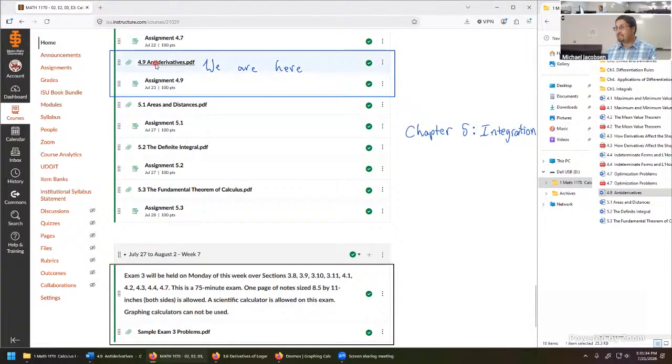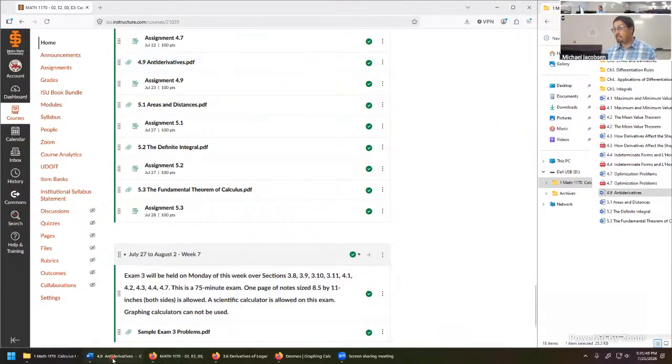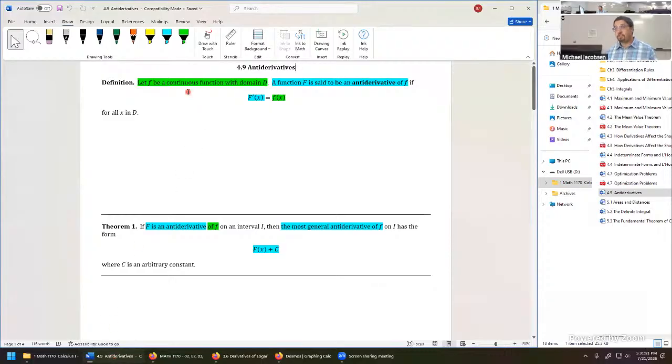So 4.9, the title is mysterious. It says antiderivatives, but really it's not too bad. It's going to be a good review on derivatives in its own right. Essentially, we're going backwards. And by backwards, we mean this definition specifically. We start with a function f. In a lot of problems, this will be the known function, and the antiderivative is going to be the unknown function. But to illustrate this definition, we'll go backwards just to see how it goes.